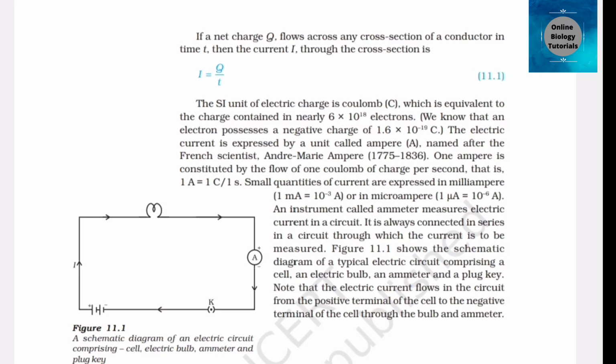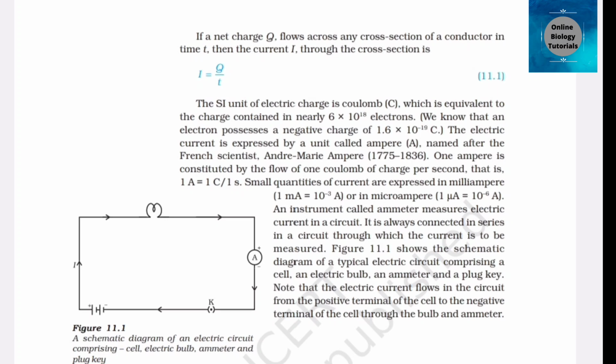The SI unit of electric charge is coulomb (C), which is equivalent to the charge contained in nearly 6 × 10^18 electrons. We know that an electron possesses a negative charge of 1.6 × 10^-19 C. The electric current is expressed by a unit called ampere (A), named after the French scientist André-Marie Ampère, 1775 to 1836. 1 ampere is constituted by the flow of 1 coulomb of charge per second, that is, 1 A = 1 C/1 s.